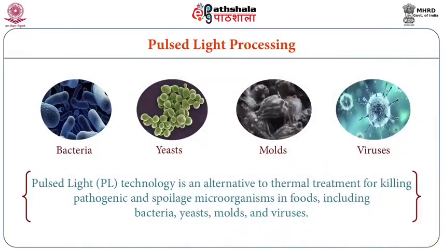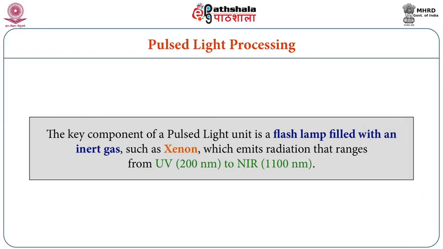So what do we mean by high intensity light? Pulsed light or high intensity light is an alternative to thermal treatment for killing pathogens and spoilage microorganisms in foods, including bacteria, yeast, molds and virus. The key component of a pulsed light unit is a flash lamp filled with an inert gas such as xenon, which emits radiation that ranges from the UV region around 200 nanometer to 1100 nanometer in the infrared region.